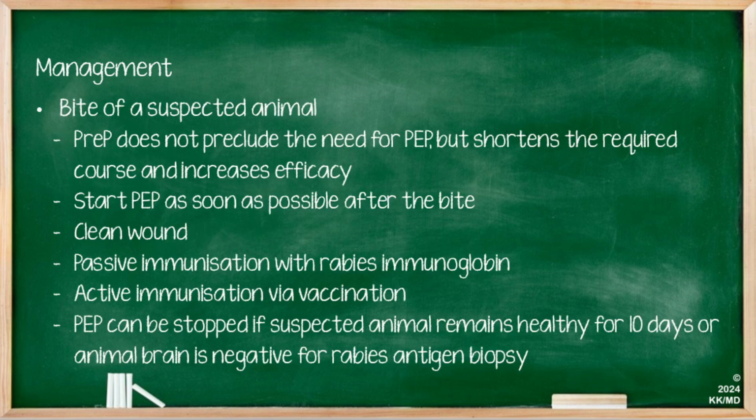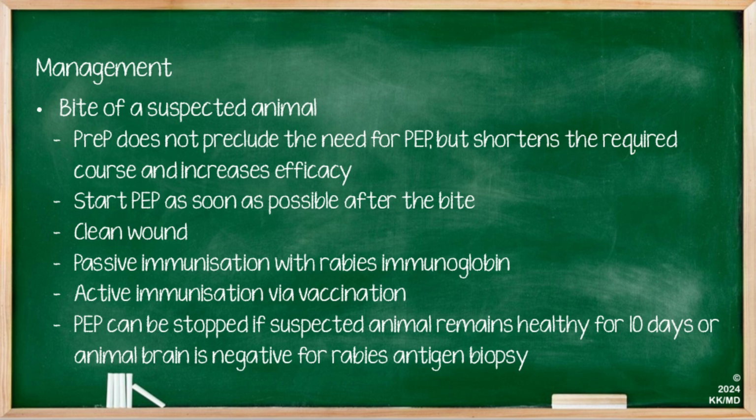In the case of a bite from a suspected animal in an endemic area, it's really important that A, you do not wait for any particular symptoms to happen and you administer the treatment as soon as practically possible. And B, you don't think that in somebody who's had pre-exposure prophylaxis to the virus, that automatically precludes them from having post-exposure prophylaxis. They still need post-exposure prophylaxis. However, normally the length of the treatment that they require is going to be less and it's going to be more efficacious.